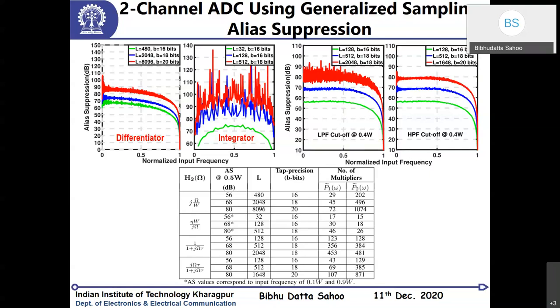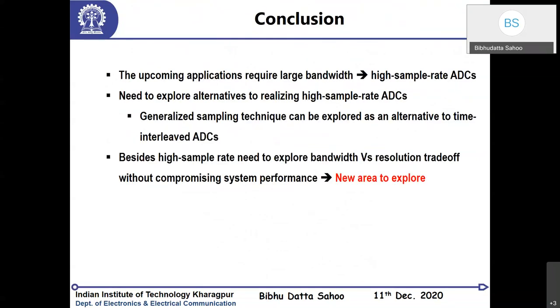So in short, upcoming applications require large bandwidth, which requires high sample rate ADCs. We need to explore alternatives to realizing high sample rate ADCs. The generalized sampling technique can be explored as an alternative to time interleaved ADCs. Besides high sample rate, we are also exploring another option: can we relax the resolution of the ADC? If I relax the resolution of the ADC, then I can achieve higher bandwidth with lower power. So, back to this.